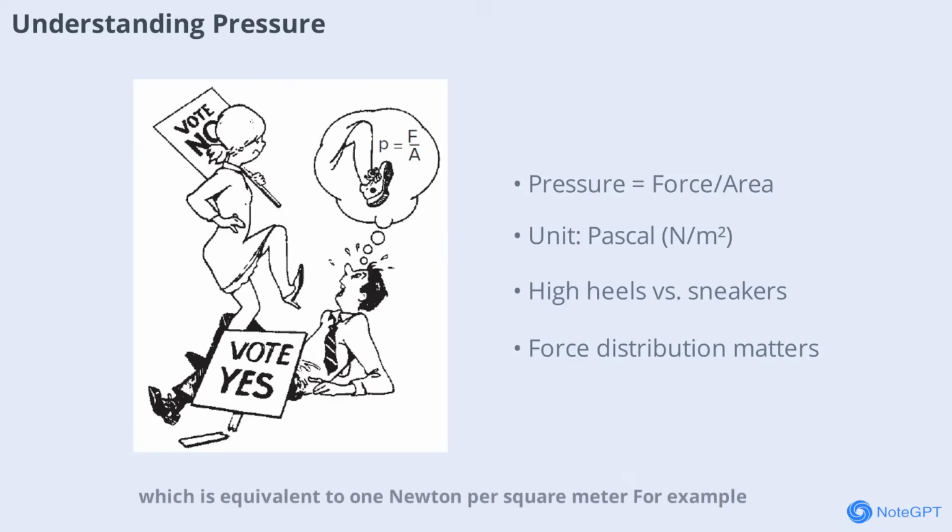The standard unit for pressure is the Pascal, which is equivalent to 1 Newton per square meter. For example, imagine being stepped on by someone wearing high heels versus athletic shoes. The same force is applied, but the smaller area of the heel increases the pressure, making it much more painful. This real-world scenario highlights why understanding pressure is so important in biomechanics.